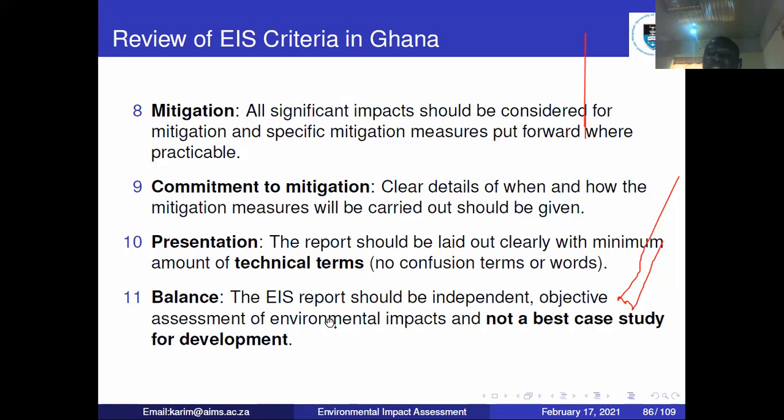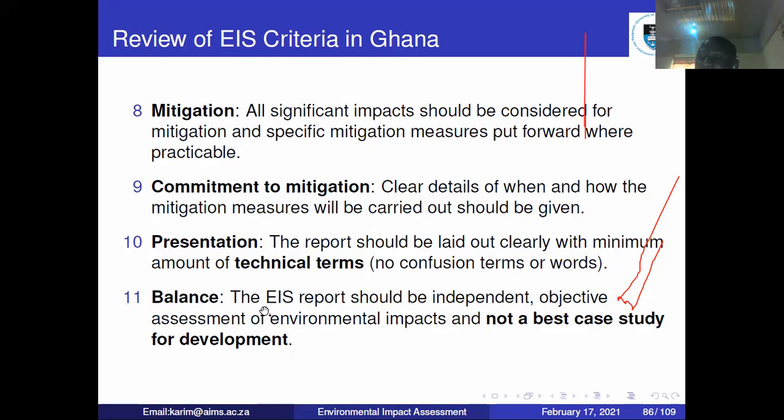So when you are writing this report, make sure that you are transparent, be sincere, tell what exactly is going on. So it should be balanced. Let it be objective, let it be independent. And so let it be an independent, objective assessment of environmental impact, not a best case study for development. So don't develop the environmental impact statement to fit your project.